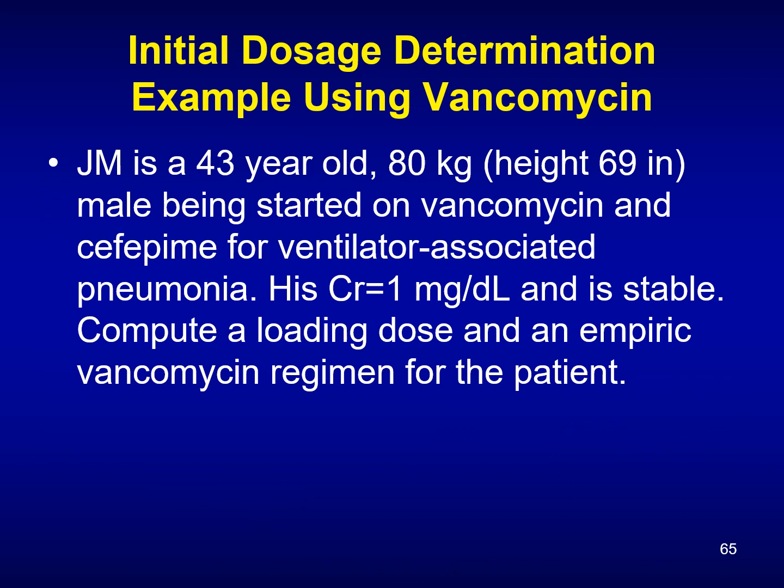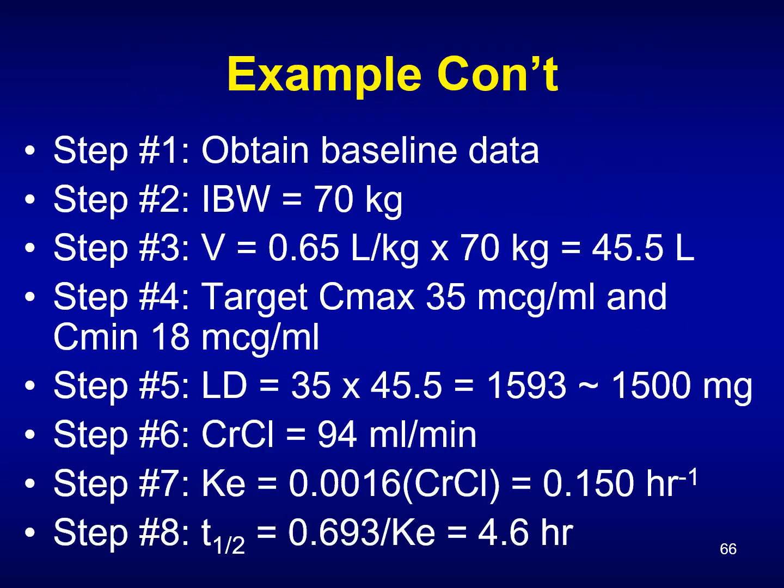A different example using vancomycin. JM is a 43-year-old, 80-kilo, 69-inch male being started on vancomycin and cefepime for ventilator-associated pneumonia. His creatinine is 1 and is stable. Calculate loading dose and empiric vanco regimen for the patient. Again, going through all the steps. Step 1, obtain baseline data. Step 2, calculate ideal body weight. Step 3, calculate V. Step 4, determine target Cmax and Cminimum. In this case, I've chosen 35 for Cmax and 18 for Cminimum.